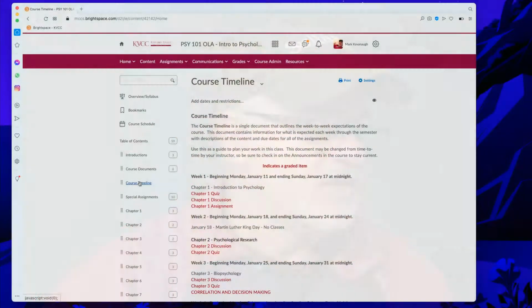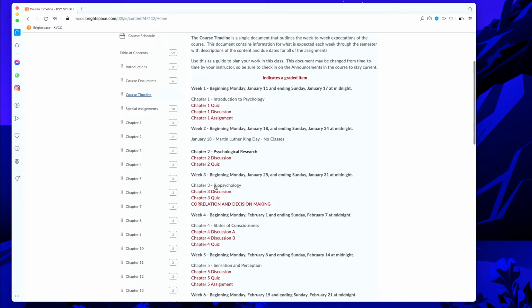So the first thing I want to talk about is that this week we have a special assignment due, and that is the correlation and decision-making assignment. If we look in Brightspace, I'm in the course timeline, and on week 3 we have our biopsychology content that I'll be talking about, but we also have the correlation and decision-making assignment.